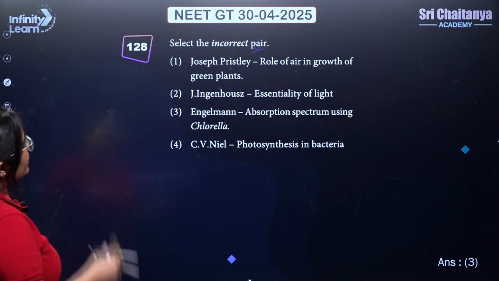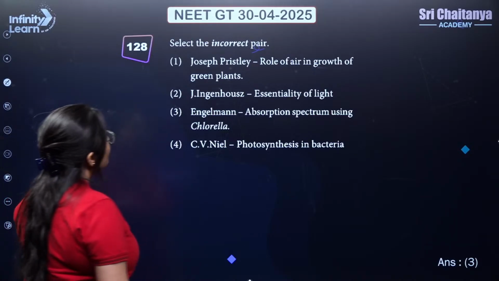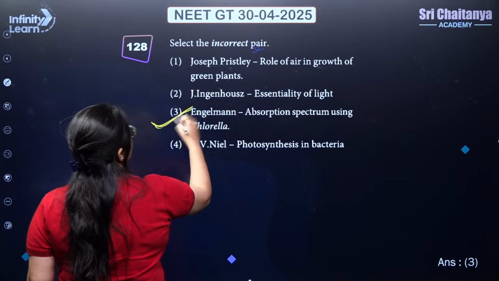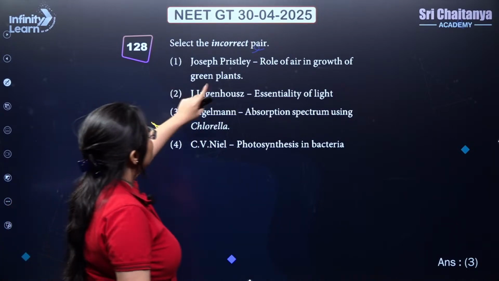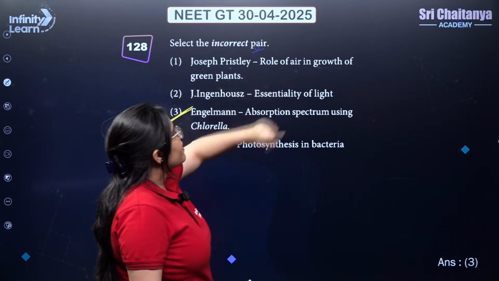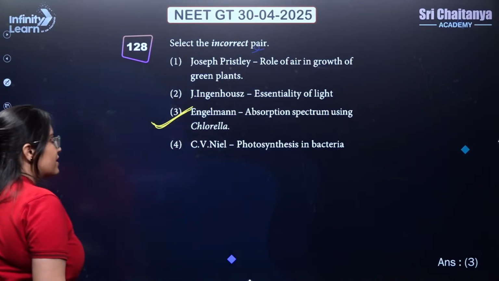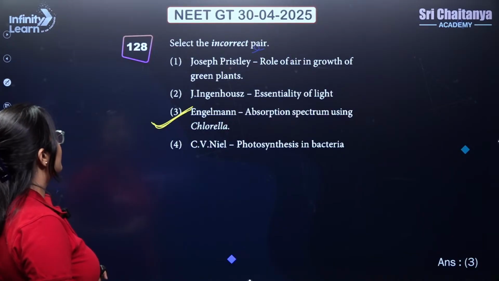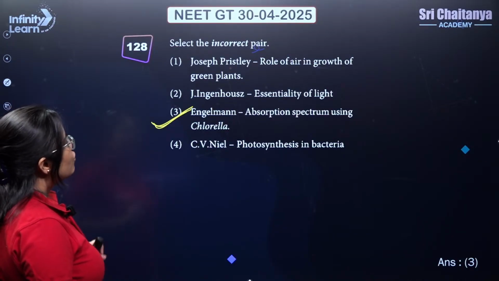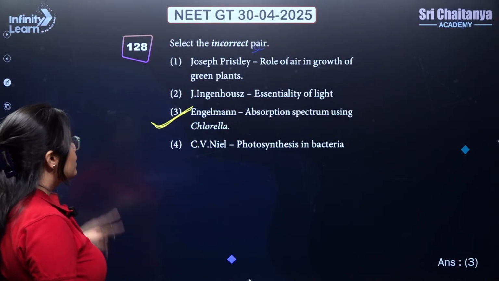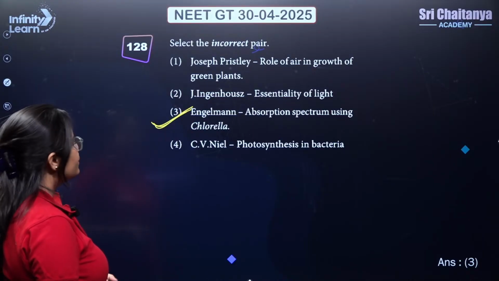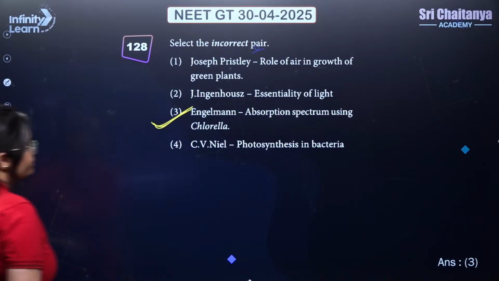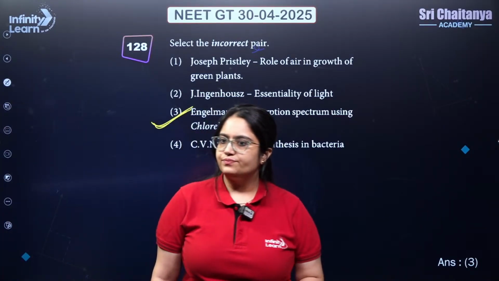Select the incorrect pair. If you see the third option, this is the incorrect pair because Joseph Priestley, role of air in growth of green plants, is correct. Ingenhousz, essentiality of light, this is also correct. Van Niel, photosynthesis in bacteria, this is also correct. So your answer is 3, my dear students. The third one is the incorrect pair, 3. Next.